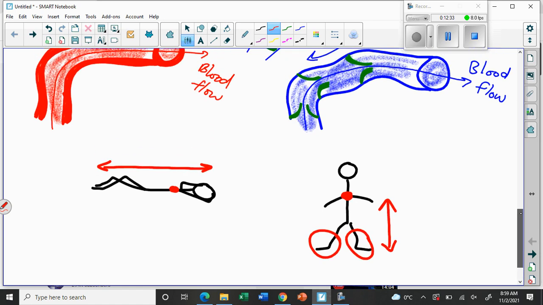But what happens to people over time is sometimes these valves can get faulty. They can wear out. And the veins lose their ability to keep the blood moving upwards. And what happens then is the blood starts to pool, and it causes the veins to swell up. And you get what's called varicose veins.